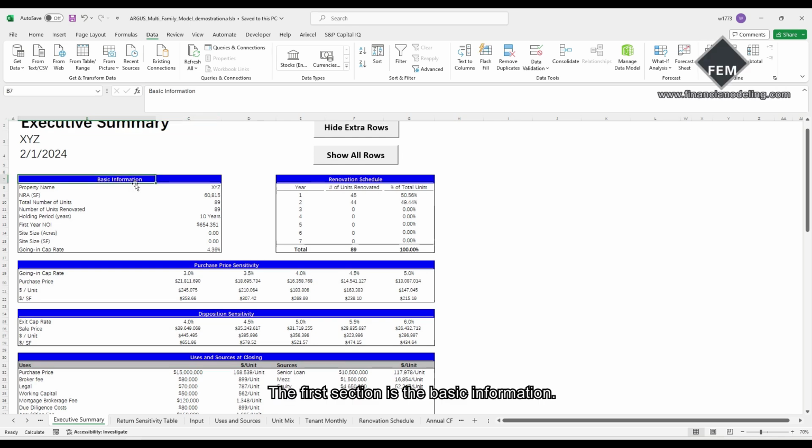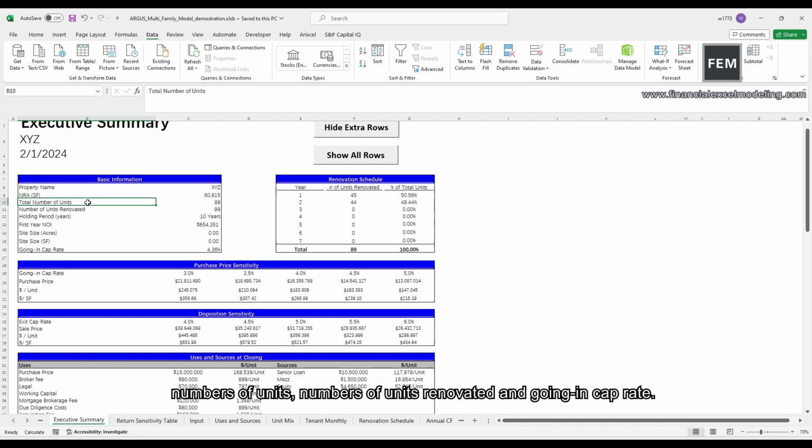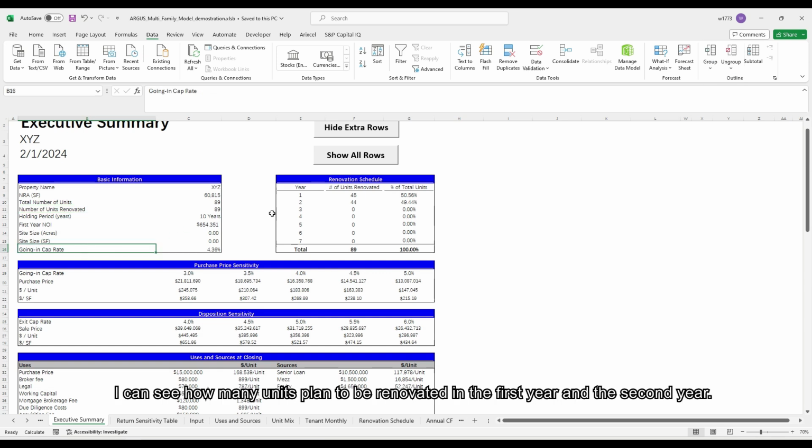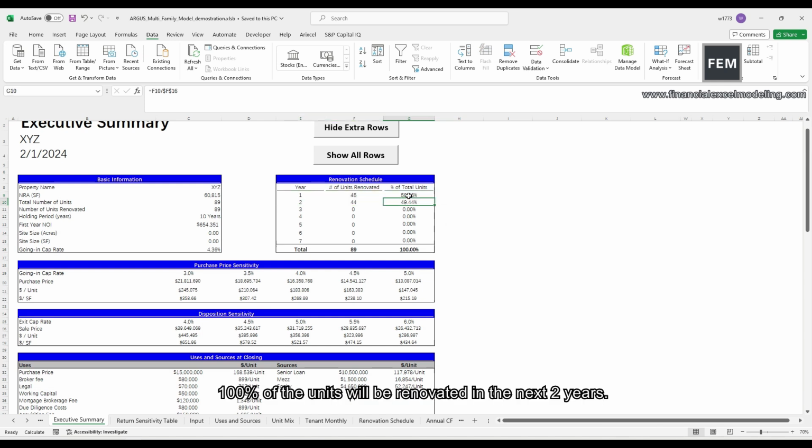The first section is the basic information. This section contains some basic facts about the property like total net rentable square feet, number of units, number of units renovated, and going-in cap rate. I can see how many units plan to be renovated in the first year and the second year. 100% of the units will be renovated in the next 2 years. This helps me assess potential risks of the property.